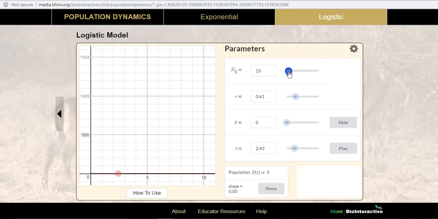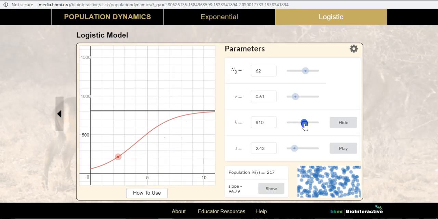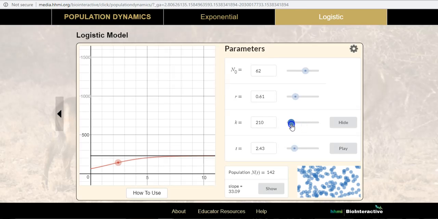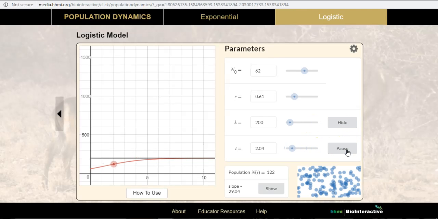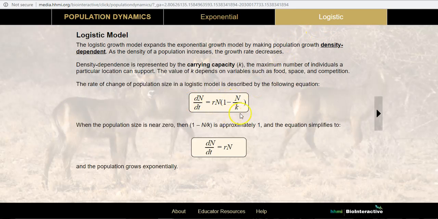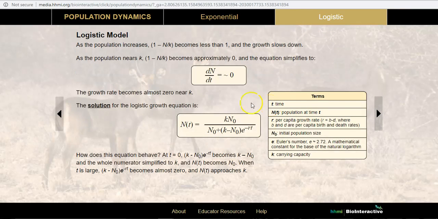So again, if I change this initial number and make my carrying capacity a little bit higher, it's going to level out at 200. So I can show them this and they see how over 10 years the population is going to grow and then stabilize. And then you can go back to when we talked about the basics of logistics. We need to learn what R is. And they are able to go in and learn what R is, per capita growth rate.